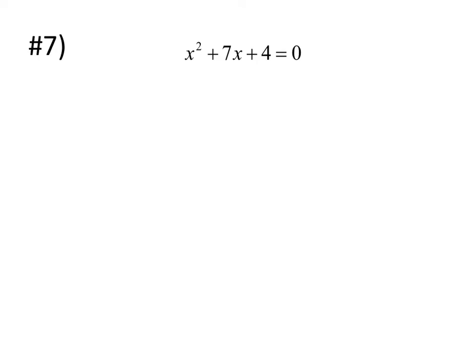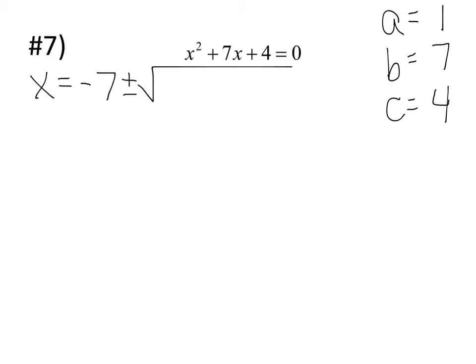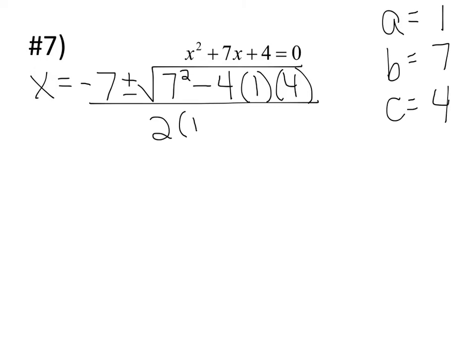Okay, I have x squared plus 7x plus 4 is equal to 0. It is in standard form, so I can go ahead and start listing out my a, b, and c. A in this case is 1, b is 7, and c is 4. So I'm going to plug in. X is equal to negative b, so negative 7, plus or minus the square root of b squared, so 7 squared, minus 4 times a, which is 1, times c, which is 4, all over 2a, and in this case a is 1.